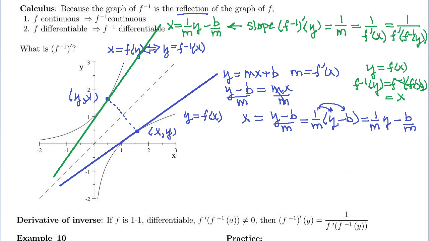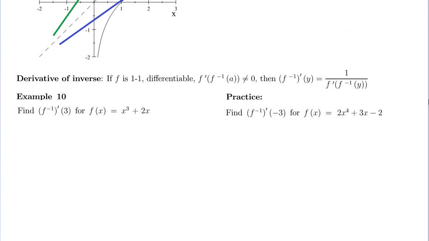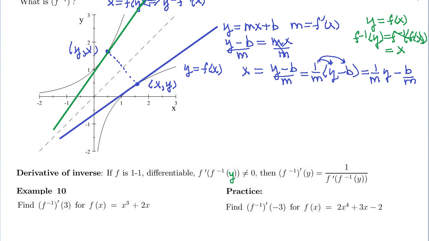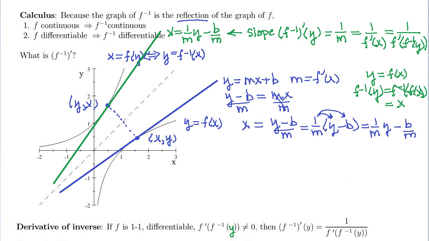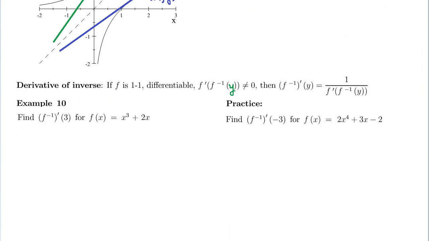And that's actually the next theorem here. The derivative of the inverse: if f is 1-to-1 and differentiable, and if f prime of f inverse of y is not equal to 0, then f inverse prime at y is 1 over f prime at f inverse of y. Okay, and that's exactly what we got up here. So it comes from the graph and properties of inverses.